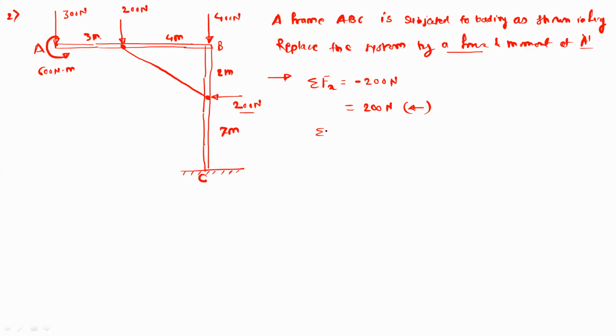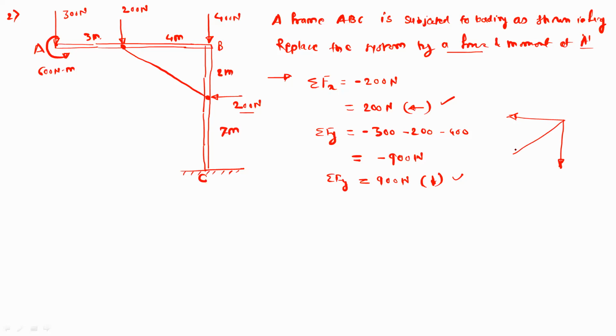Then summation Fy is equal to minus 300, minus 200, minus 400. So this is equal to minus 900, and that is 900 Newton in the negative y direction. So this is the summation Fy. If you observe summation Fx and summation Fy, we can say the resultant is in the third quadrant. So this is the resultant, and this is angle theta.